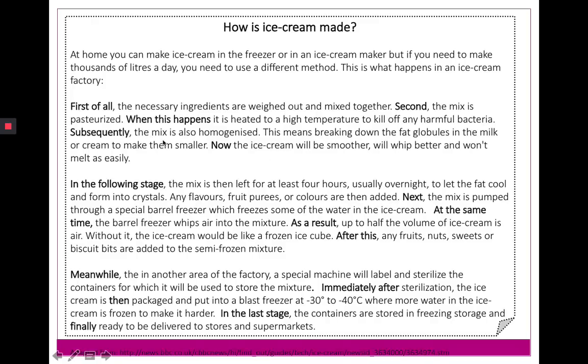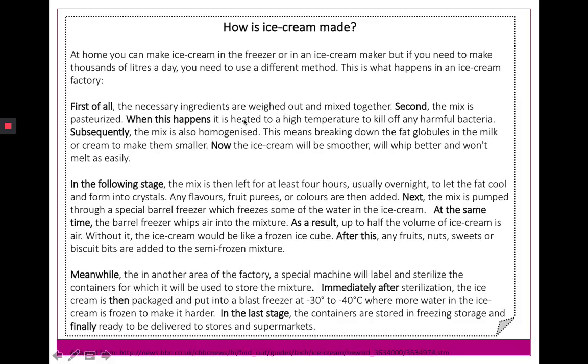Subsequently, the mix is also homogenized. This means breaking down the fat globules in the milk or cream to make them smaller. Now, the ice cream will be smoother, will whip better, and won't melt as easily. Right, so as you can see here, they are using many sequence connectors to help you bind all the processes, to help you glue all the processes and guide the readers.